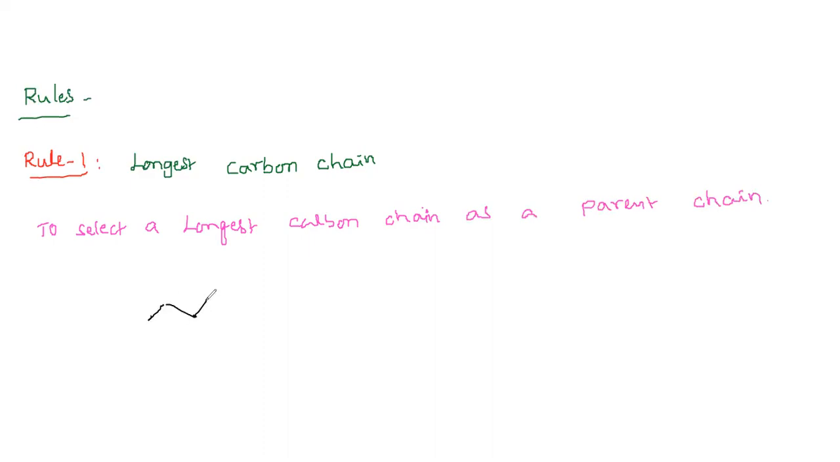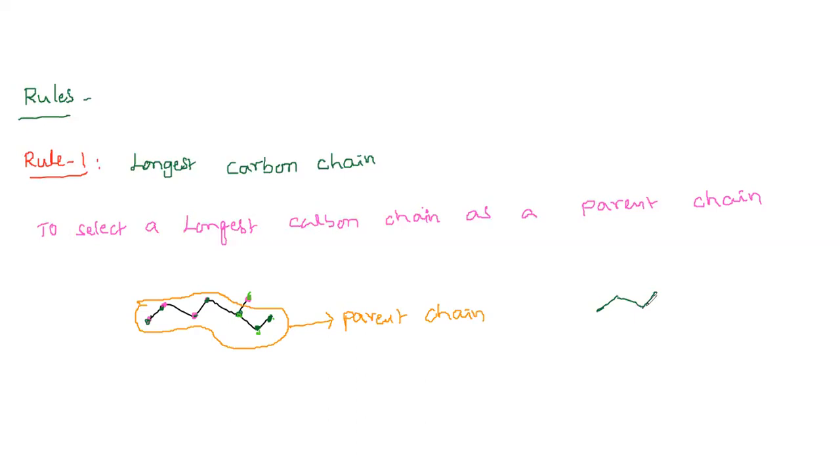Now I will discuss one example here. This is a compound, so we have to check it out. Here 1, 2, 3, 4, 5, 6 carbons are there. Another way, 1, 2, 3, 4, 5, 6, 7 carbons are there. Another way, here 1, 2, 3, 4. Which one is the longest? 7 carbons. So in this case, we consider this as the parent chain. You have to select the longest carbon chain and treat it as the parent chain.